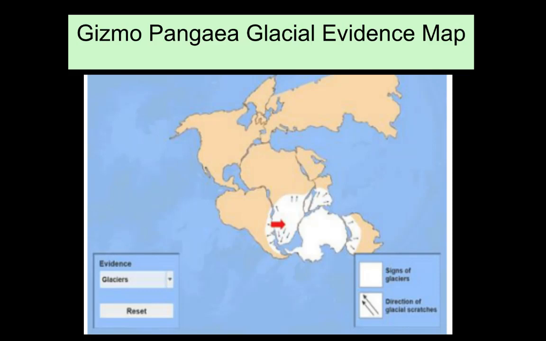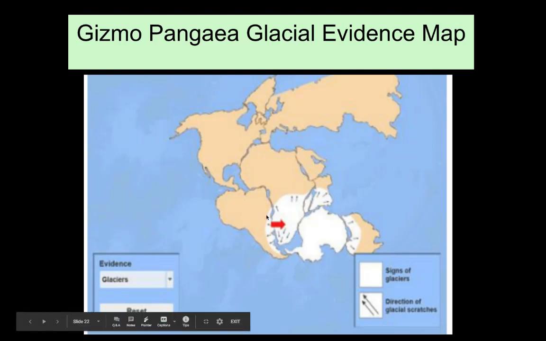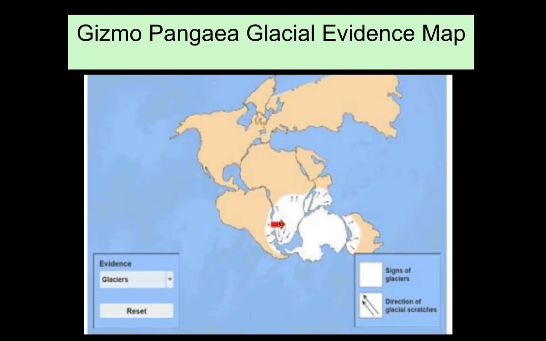Your Gizmo glacial evidence map would look very similar to what I have in front of you right now. And again, you can see how they correlate or match up the glacial deposits. And the red arrow, boys and girls, indicates where the South Pole probably was. So Africa must have been right at the current day South Pole at the time, because when we see the border of the glaciers, we see the glacier definitely moved outward to the north and to the south from Africa.